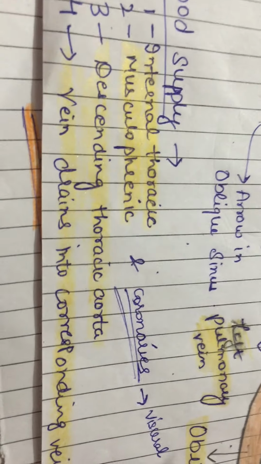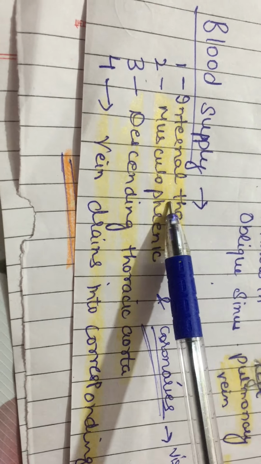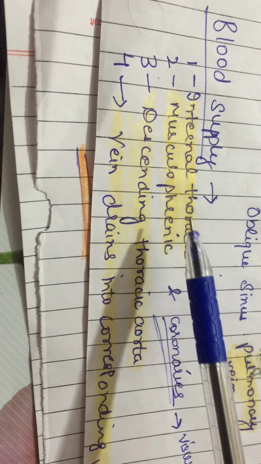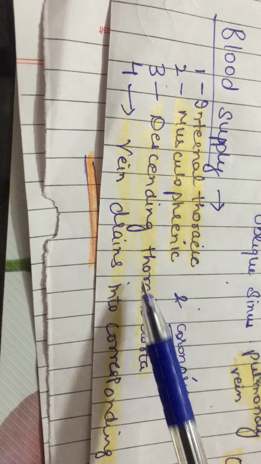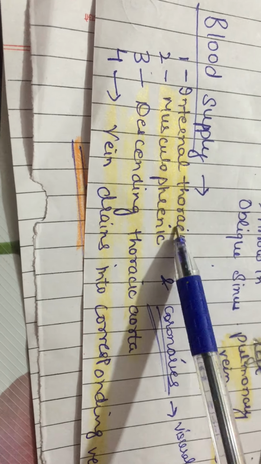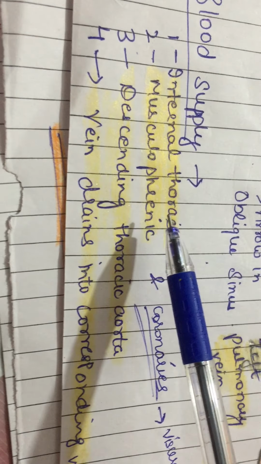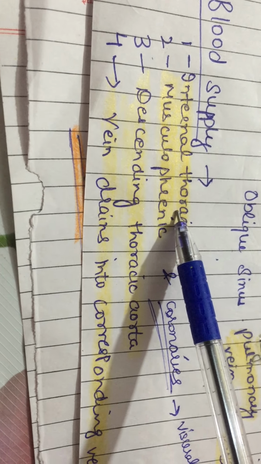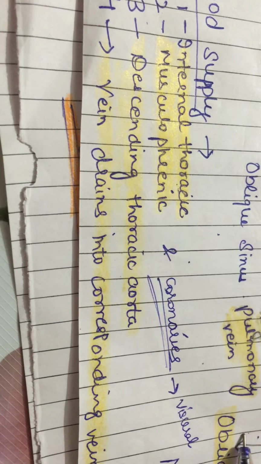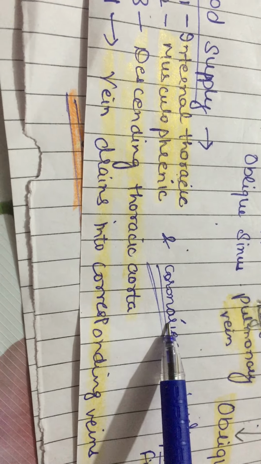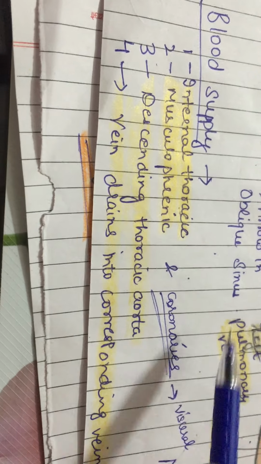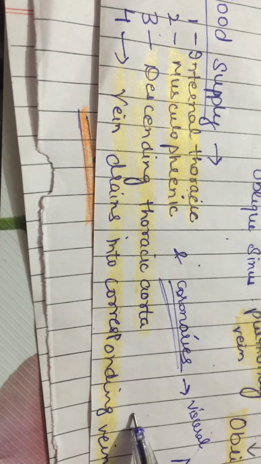Now last but not the least, we have the blood supply of the pericardium. It is by the internal thoracic, musculophrenic and descending thoracic aorta for both the parietal pericardium as well as the fibrous pericardium. But the visceral pericardium is supplied, as already written, by the coronary arteries. Okay, and the veins drain into the corresponding veins.